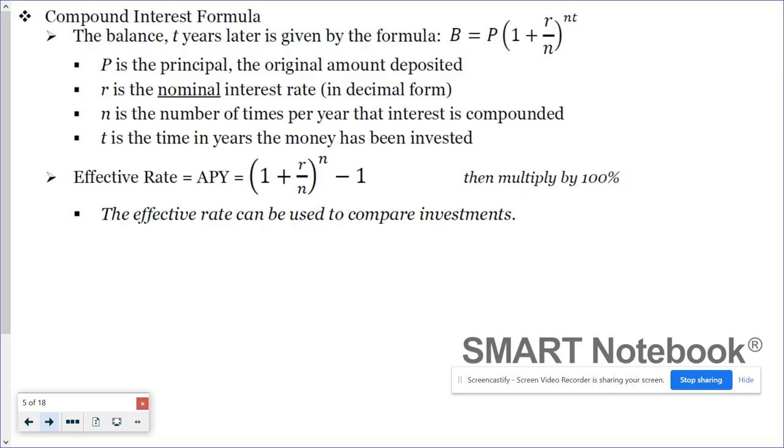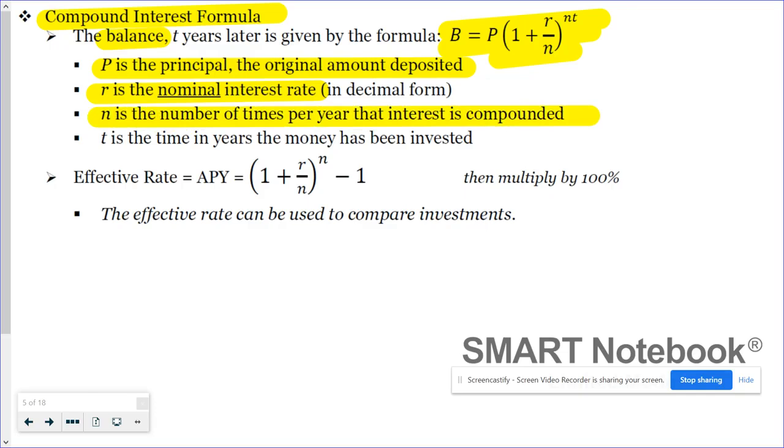So speaking of calculations, let's talk about two formulas here. We have our compound interest formula. Now our compound interest formula will tell us the balance in our account after a certain period of time. So P is the principal, it's the original amount deposited. R is that nominal interest rate, turn it into a decimal. N is the number of times per year the interest is compounded, and T is the time in years.